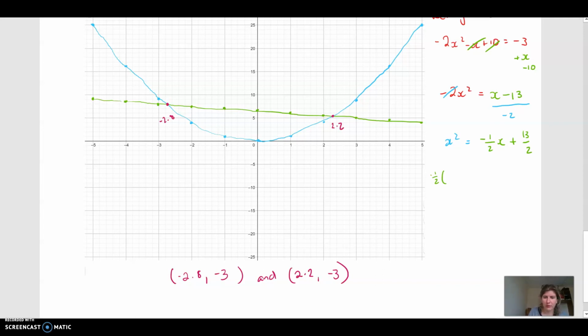And for this one, because we're not solving for 0, our coordinates are negative 2.8, that's that one there, and negative 3, and 2.2 and negative 3. Okay, so hopefully you can work that out a little bit better by yourselves.